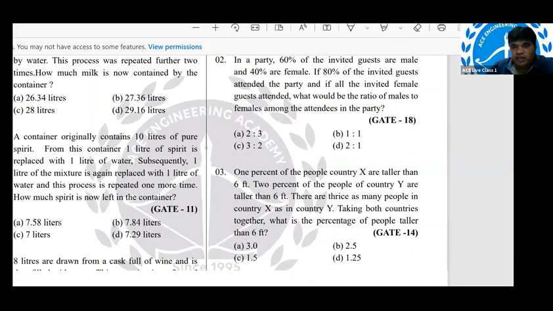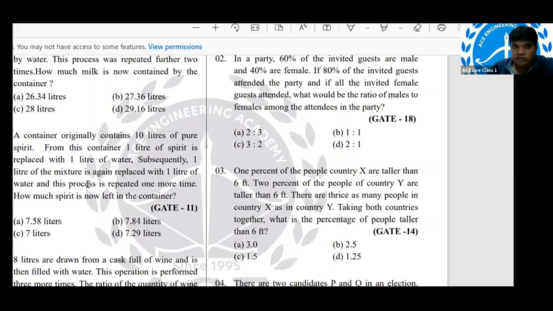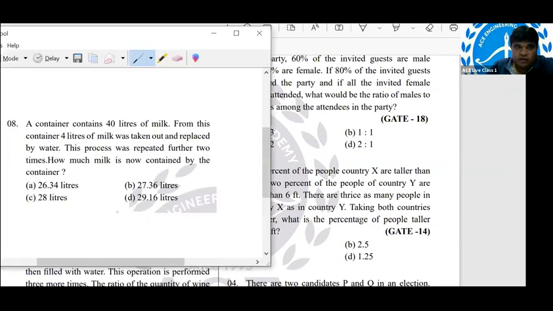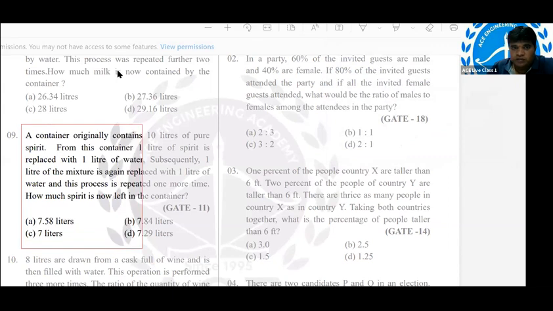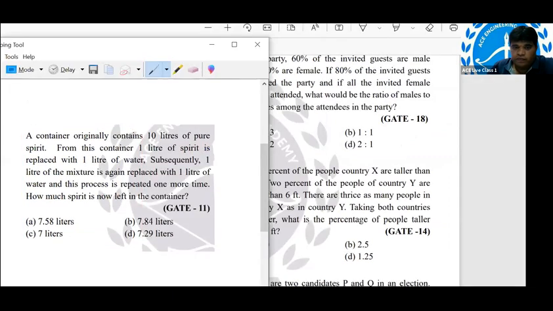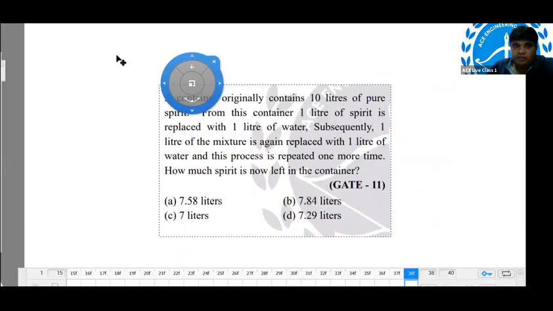Question number 8 and question number 9 are both GATE questions, but they mention it only one time. You can check the previous GATE questions book. It is the same concept.